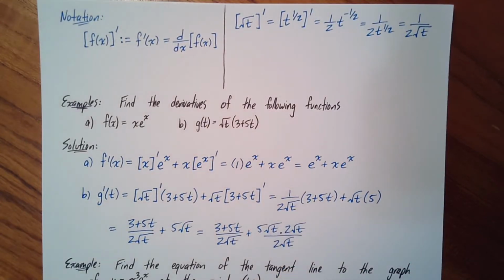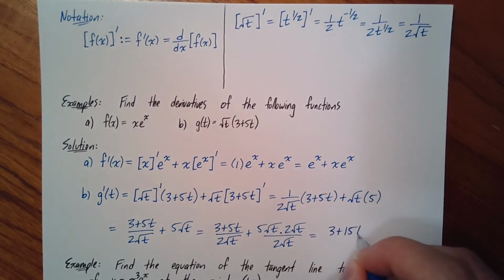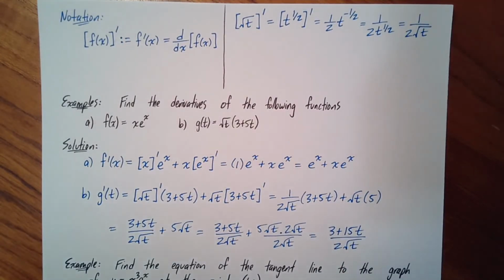over 2 root t. And what's going to happen is, well, now we can add the numerators, right? So we have 3 plus 5t over 2 root t. Well, what's this going to be? This is going to be root t times root t. Those will combine into just a t. So the 2 square roots of t both multiply to just give us t, and then the 5 and the 2 multiply to give us 10. So this is going to be 10t on the numerator. That's what this will evaluate to, 10t. So we've got 3 plus 5t added to 10t. We're going to end up with 3 plus 15t over 2 root t. Okay, and that is our answer for part B.